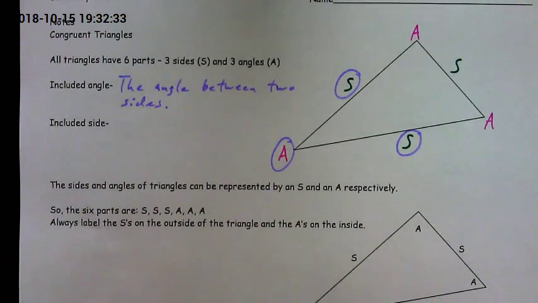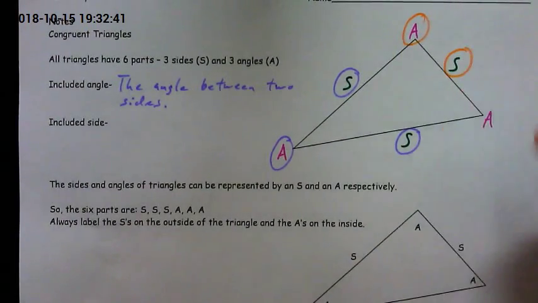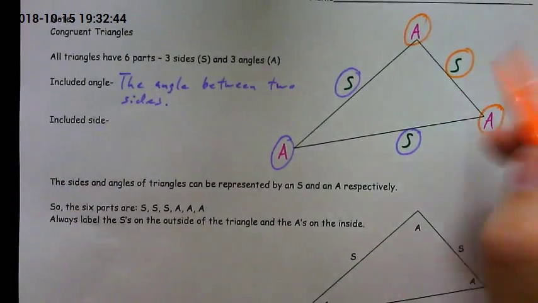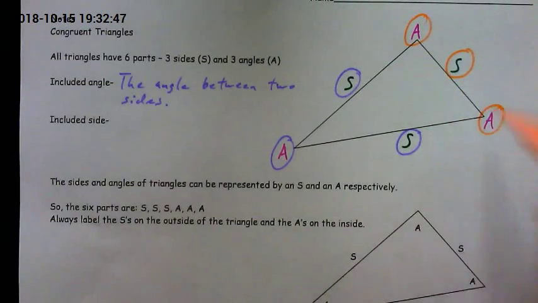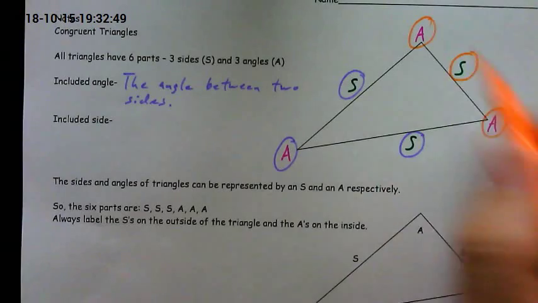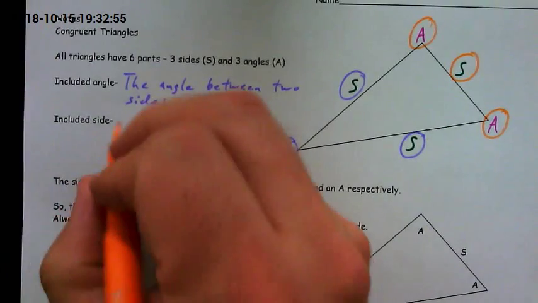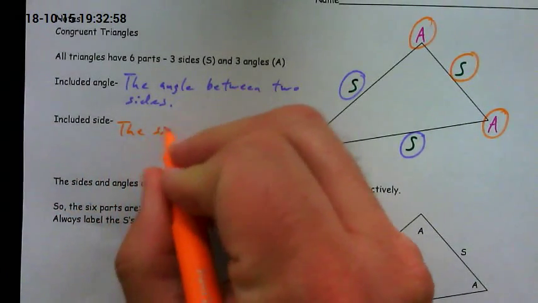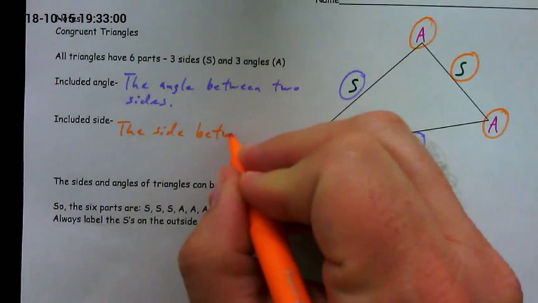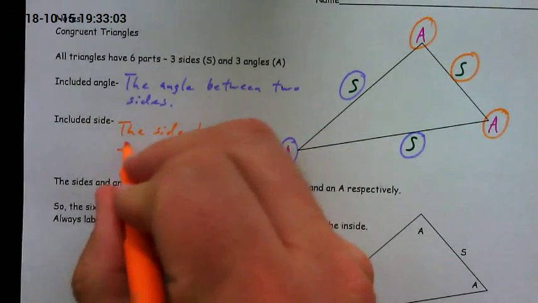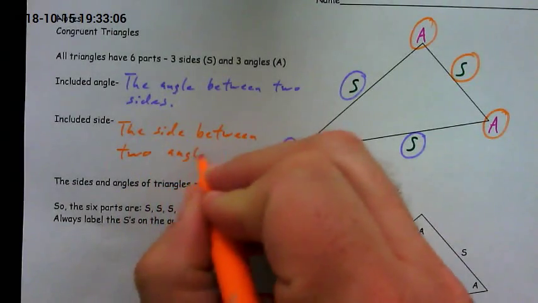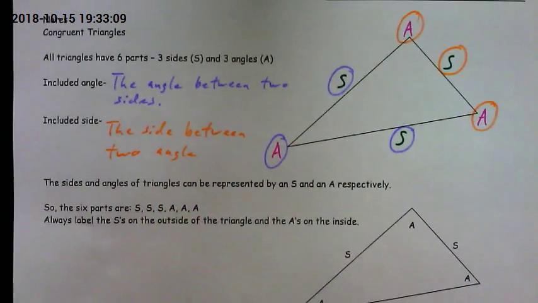Now, if I was talking about an included side, so let me highlight these 3 over here. This side is between these 2 angles. Therefore, since this side is between these 2 angles, this side is included by those 2 angles. So an included side, the side between 2 angles. Now, it is true that in a triangle, any side can be included, any angle can be included.